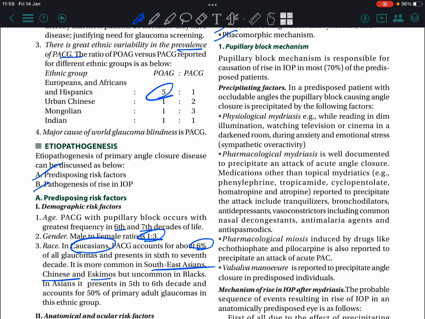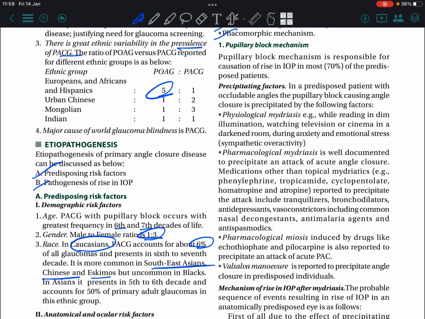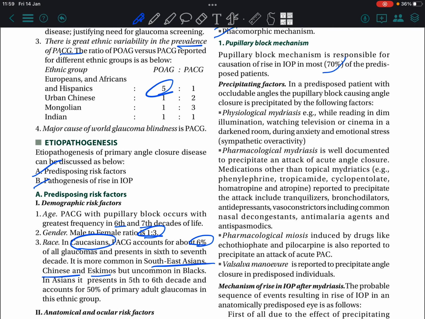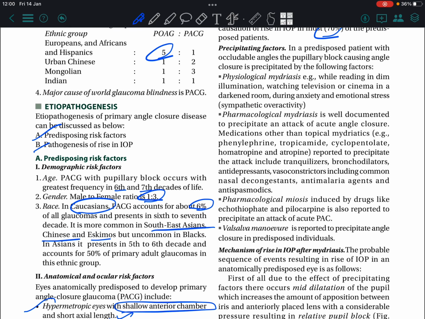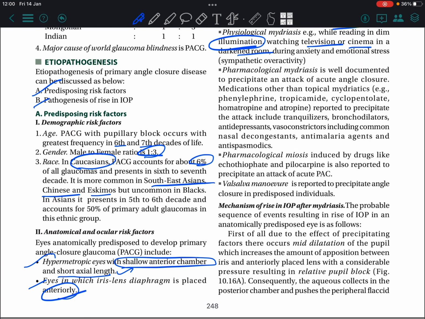Pupillary block mechanism is responsible for causation of rise in IOP in most, about 70% of cases. Precipitating factors: in a predisposed patient with occludable angles with pupillary block, angle closure is precipitated by the following factors. Physiological mydriasis, while reading in dim illumination, watching television or cinema in a darkened room, during anxiety and emotional stress.